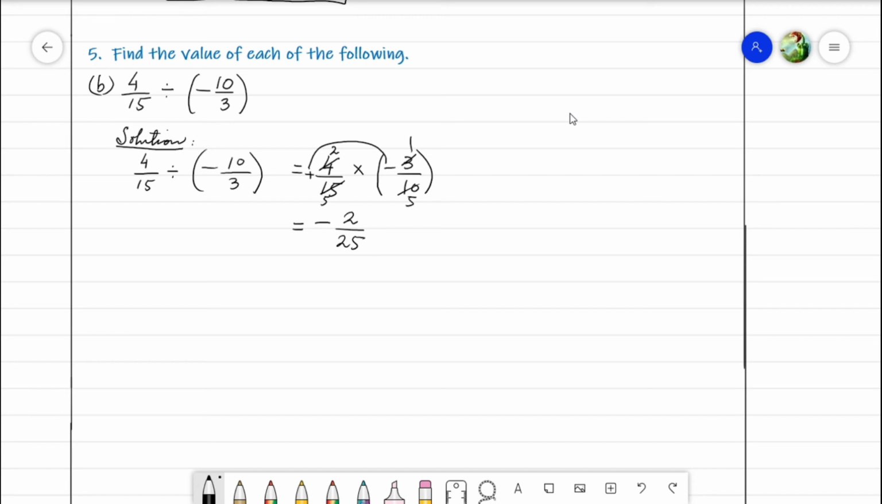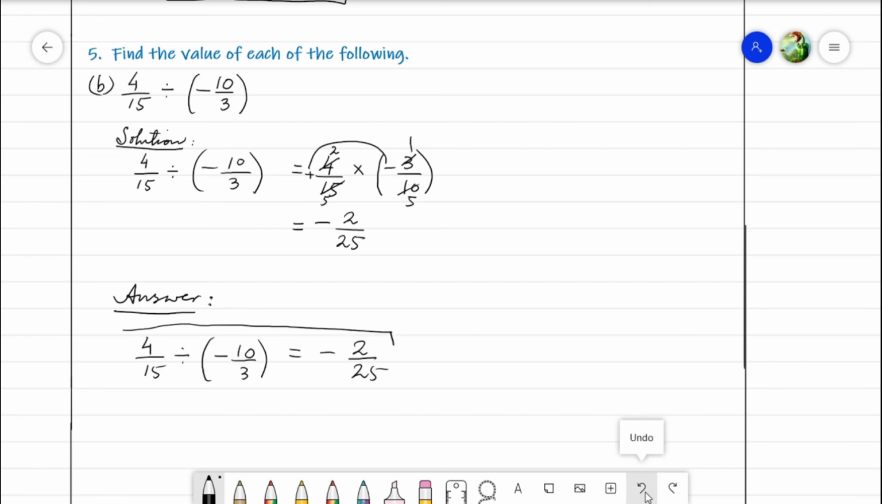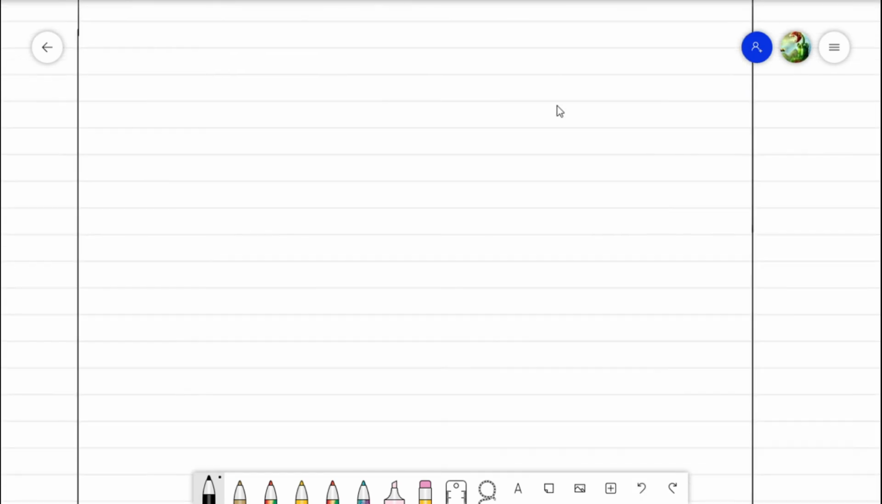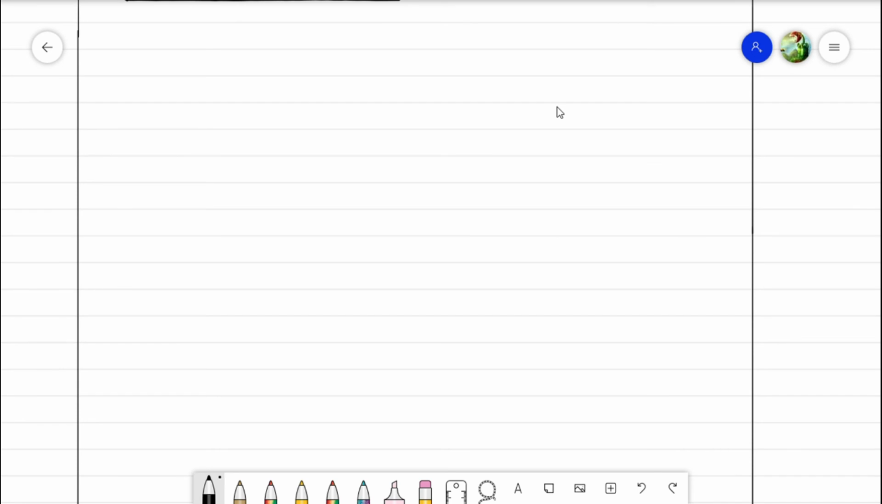This is a proper fraction, so leave it as it is. That would be your answer, and I will write the answer with proper method. Now put it inside a box like this. Okay, now we are going towards part D. I'm solving alternate questions for you, so you would be able to solve the remaining ones.